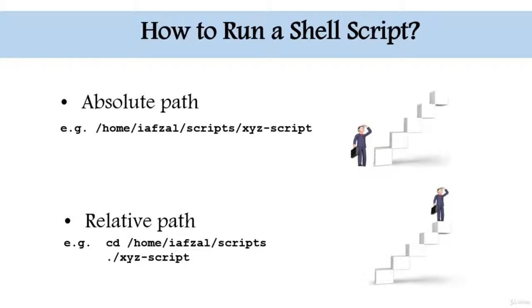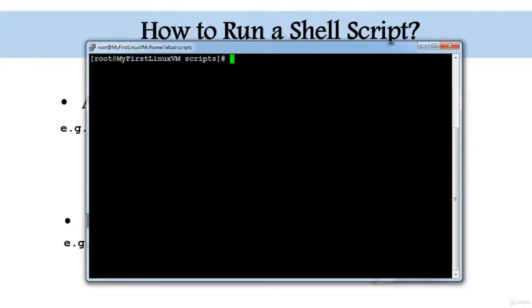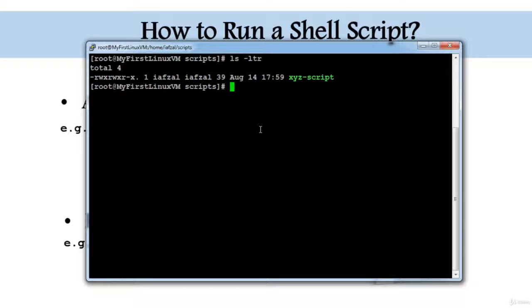So the way it works is I have my Linux machine up. Let me log into my Linux machine. So I have my script right here. It's called xyz-script. If you notice, I am in my /home/ifzol and /script directory. I created a directory called scripts in my home directory, and I create all my scripts in that directory. So if I am already in that directory, I could run that script.